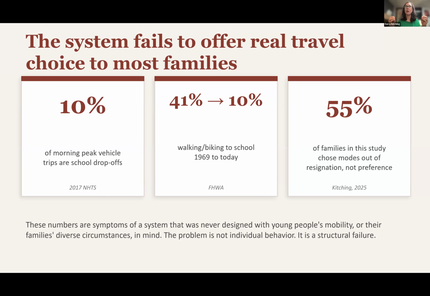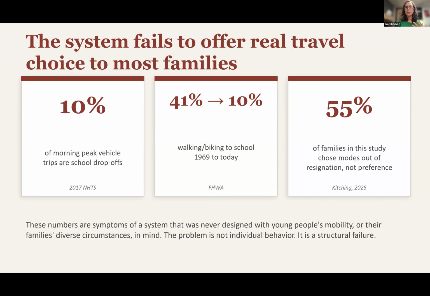We have so many things that are decoupled these days: jobs from housing from schools. Back in 1969, when 41% on average of kids were walking or bicycling to school, they lived really close to their schools. They were going to neighborhood schools. These days, with school choice and many other factors, people are not necessarily living in the same neighborhood where their students are attending schools.